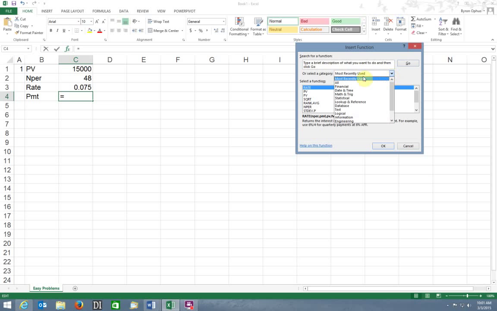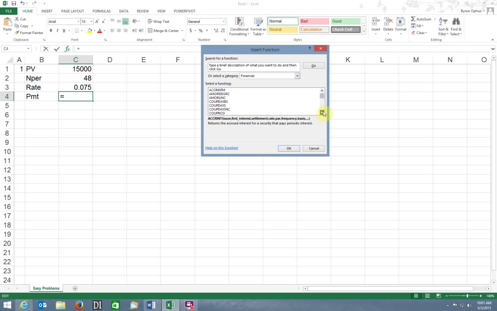I don't know that we did payment before, so I'm going to come to my financial, and it is under PMT, so I can scroll down and find that PMT. There it is. Calculates the payment for a loan based on constant payments and a constant interest rate. Wonderful.